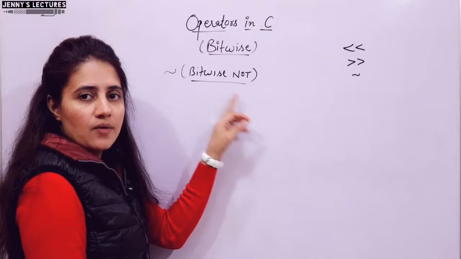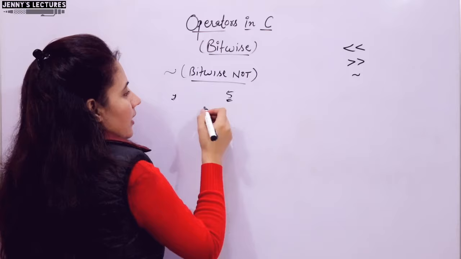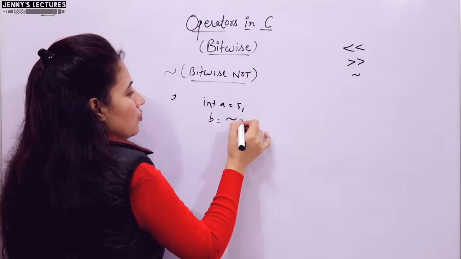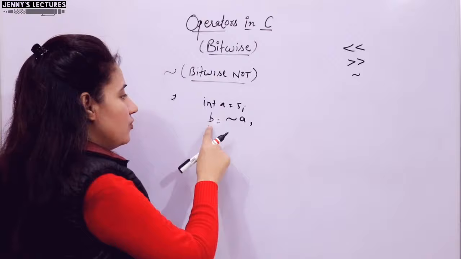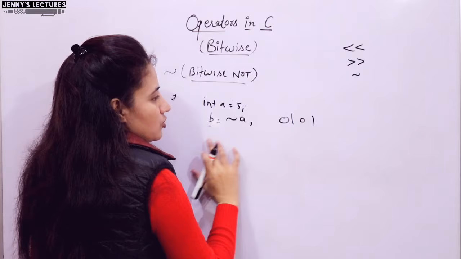Let us take one example. If I write the number 5, or you can say int a is equal to 5, and I'm storing b is equal to bitwise not a. Now what output will you get, that is, what is the value of b? First of all, convert this into binary. The binary number is 101. I'm using 4 bits for this 5, because the remaining would be 0. So 1, 2, 4, 8: 4 plus 1 is 5. So this is the binary number of 5.